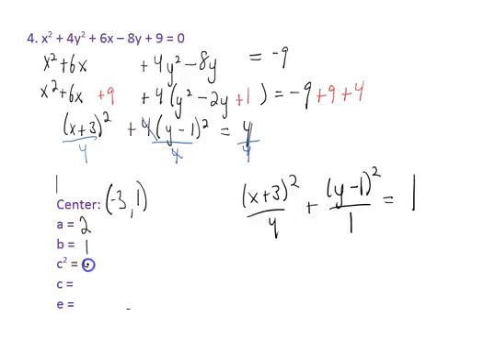C squared would be the big one minus the small one. So 4 minus 1, you get 3. C is either the square root of 3, or if you're trying to graph it, about 1.7. And then E would be the 1.7 over the square root of the big number, which would be 4, and you get about 0.85. You would graph this in the same way that we've been graphing. It's just getting there was a little different.